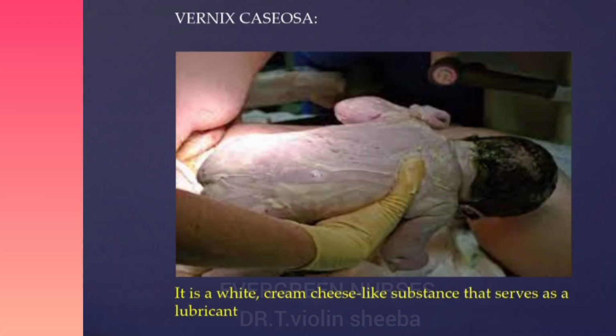Next we can assess the skin. The neonate's skin is soft and smooth. Vernix caseosa. At birth, the newborn's skin is covered with a white cheesy-like substance termed as vernix caseosa. You can see this condition in this picture. It should be removed thoroughly and cleaned before handing over the baby to the mother.